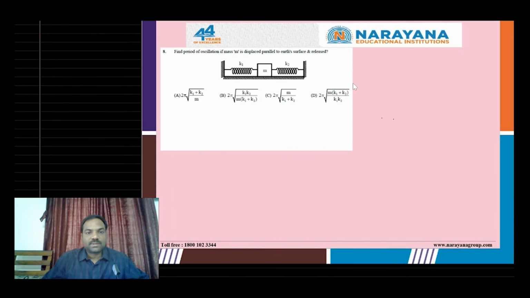Next, the 8th question is something like they're asking the time period of oscillation when two springs are connected in series or parallel. Ultimately we need to identify what the connection is here, but two springs are connected to the block. Most of the students who have solved this already know this phenomenon. But if you didn't come across this question, by looking at it you may think that these two springs are in series, but actually not. Why? Because if the block is displaced by x amount rightward, then this spring will compress by x amount and this spring will be extended by x amount.